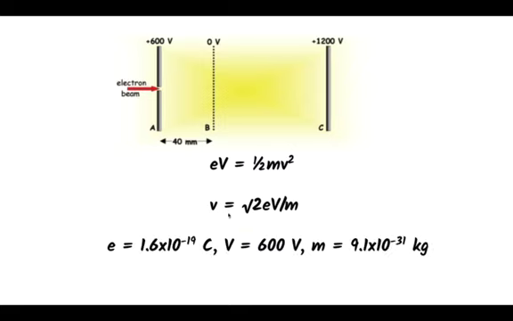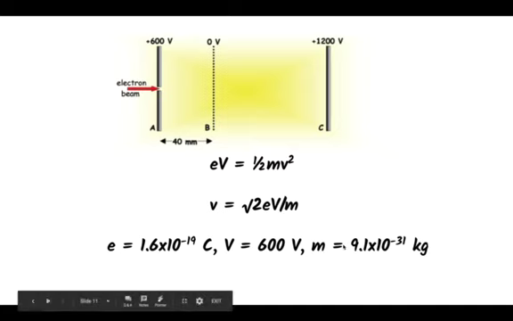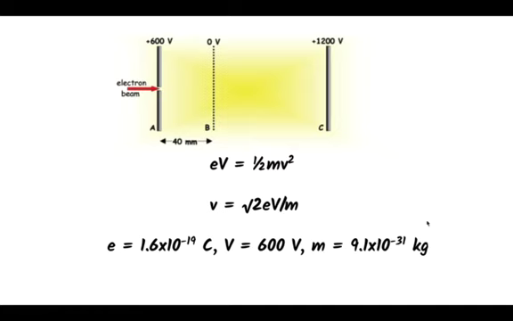So the figures that we need there are the electronic charge, 1.6 times 10 to the minus 19 coulombs. The potential difference it's trying to overcome, 600 volts from the diagram. And the mass of an electron is a number that you should know, 1.9 times 10 to the minus 31 kilograms. Plug those numbers into that equation, and you should get an answer that is less than the speed of light.